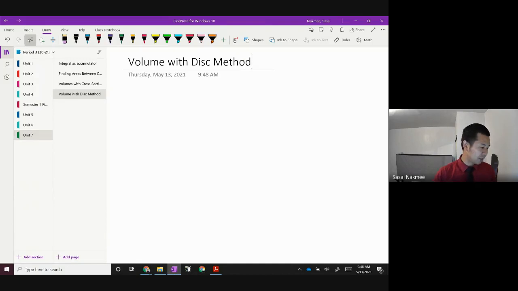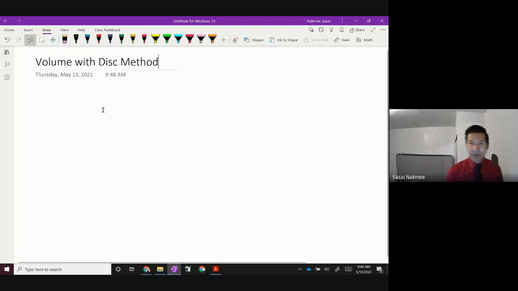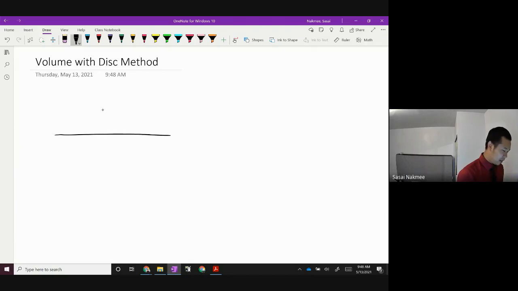The disk method is the volume that's created when you spin your function around a particular thing, creating a disk. And you'll say, what? So picture, if you could, a linear function. Can you picture it? Let's say this linear function starts right here at A and finishes right here at B. So here's this linear function going from A to B, right?